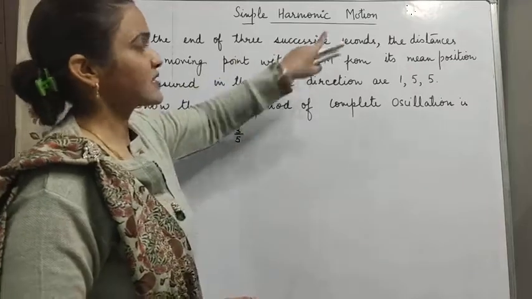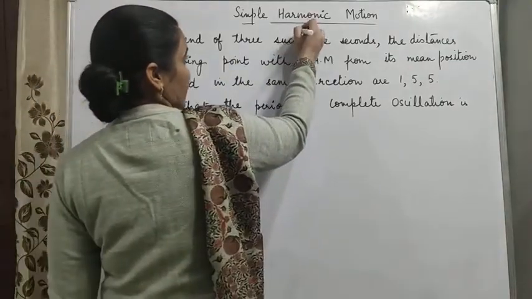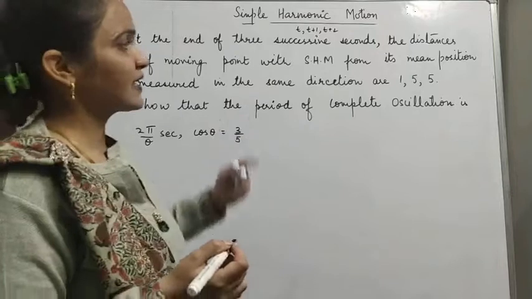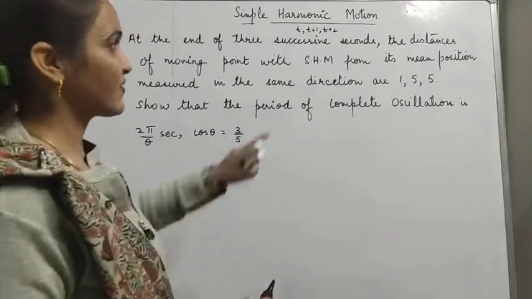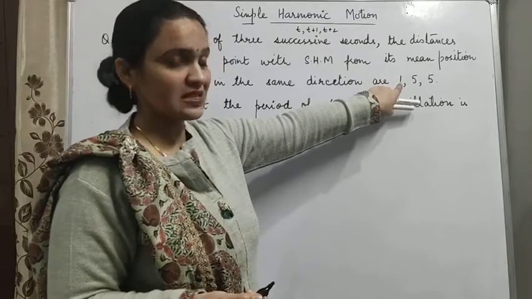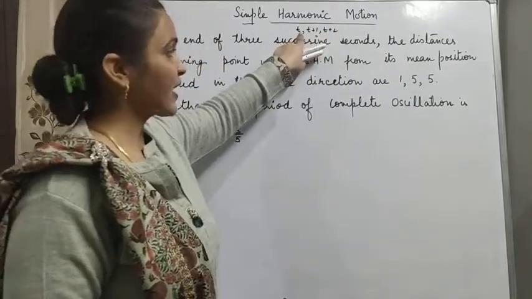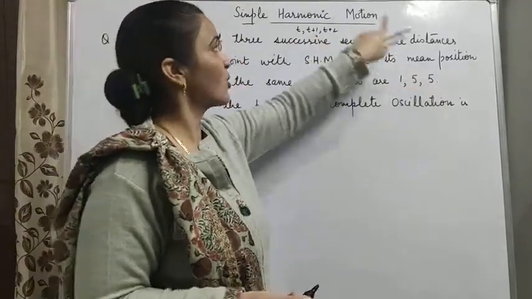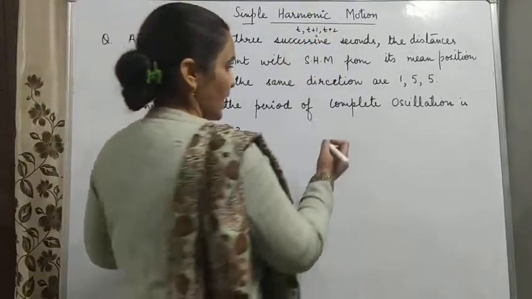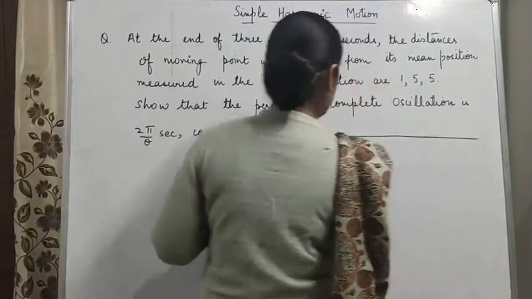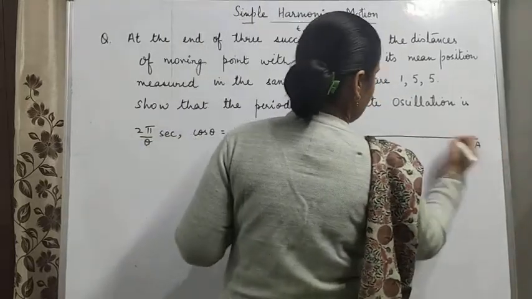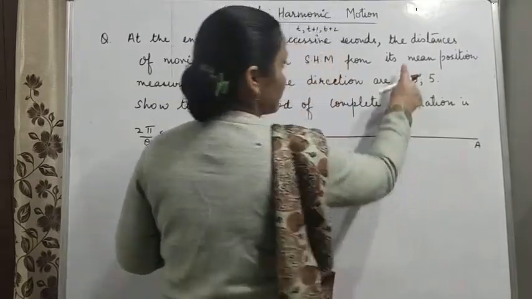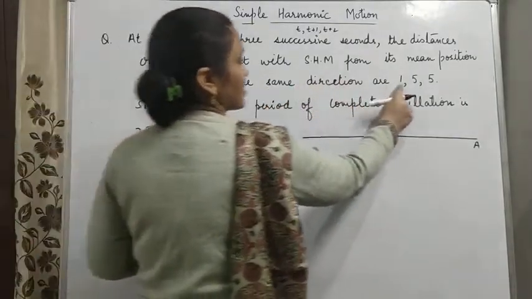3 successive seconds. So let us take the 3 successive seconds to be t, t plus 1 and t plus 2. और जो distances mean position से लिए, let they be 1, 5 and 5. Means जब आपके पास position है, let us say x1 टाइम t लिया उसने, फिर x2 पोजीशन हो गई टाइम t plus 1 पर, और x3 पोजीशन हो गई टाइम t plus 2 पे. अगर मैं इसको डायग्राम पे शो करूं, this is straight line A'A and this is the mean position O. So mean position से measured in the same direction are 1, 5 and 5.